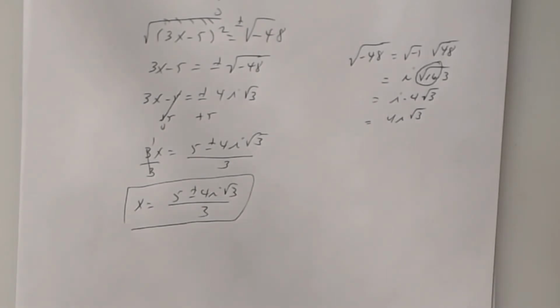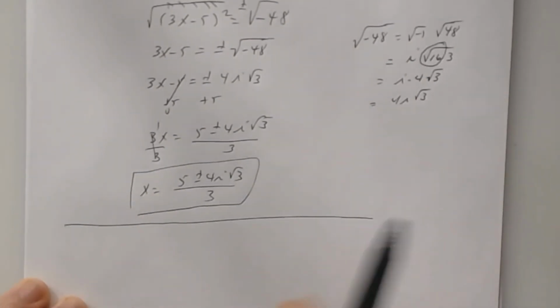It's possible. If there's an i, it's imaginary. If it was just the square root of 3, with no i, then it would be irrational. If there's no square root and no i, then it's rational.